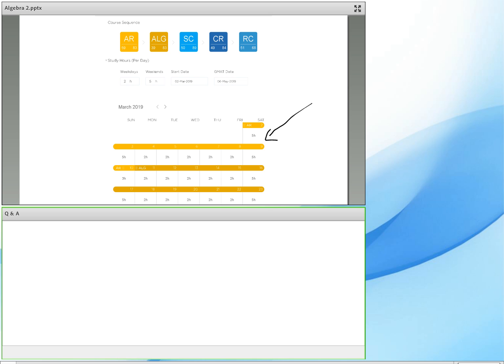You can really see the number of hours that have been put in over here, more hours on the weekend, and fewer hours on the weekdays, because this is what you put in over here as inputs to the planner. It also tells you an estimated date when you can take the test.